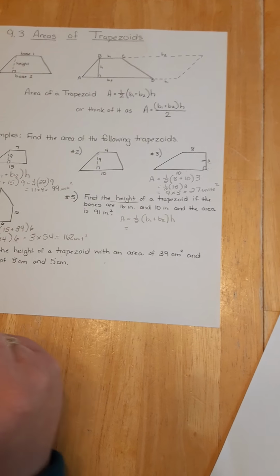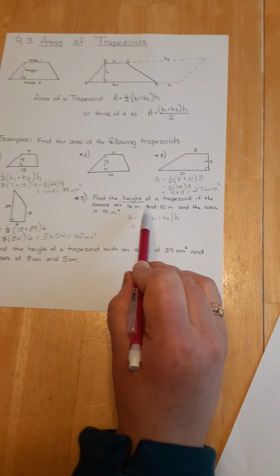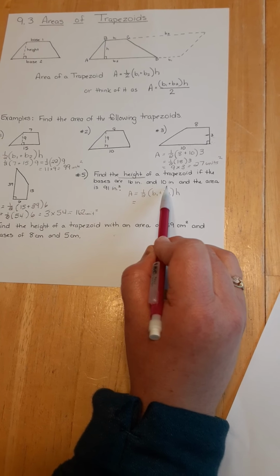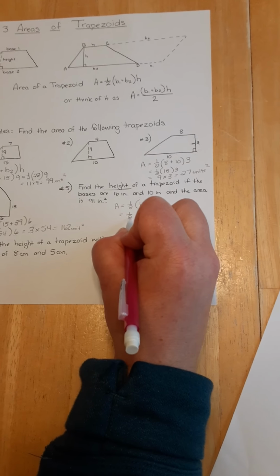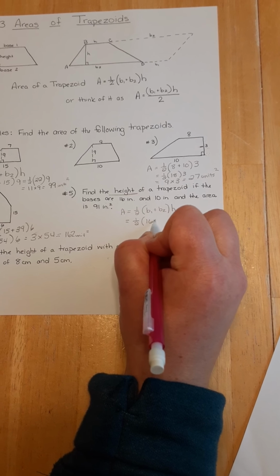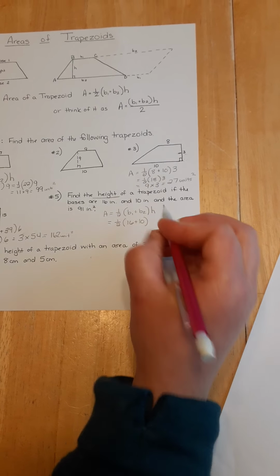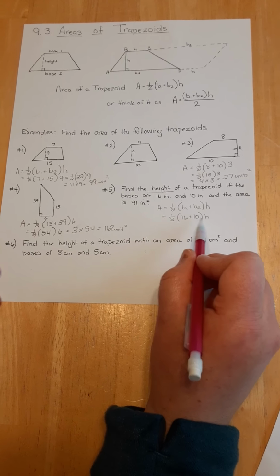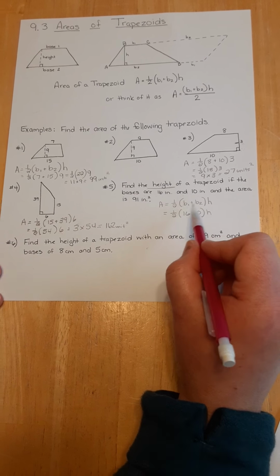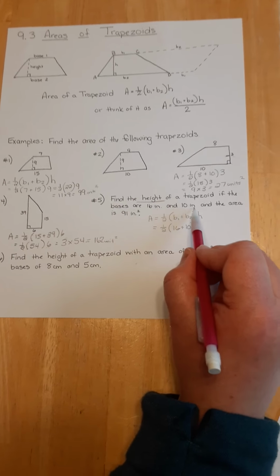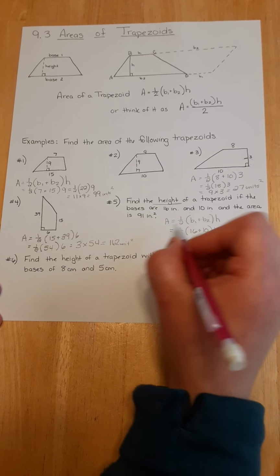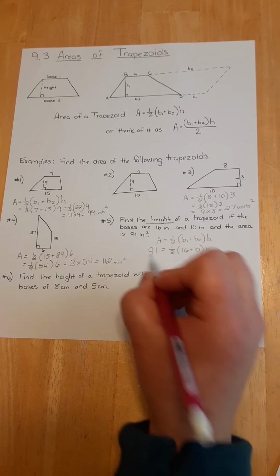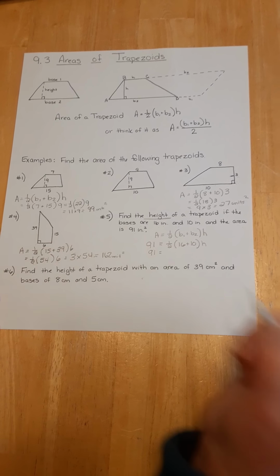So let's see, what did they give us? Reading the problem, it says find the height of a trapezoid if the bases are 16 and 10. So there we go. They've given us our bases. So I've got 16 plus 10. Now I am trying to find the height. Hopefully they've given us our area because I can't have two missing variables. Let's keep reading. And it says our bases are 16 and 10, and the area is 91 inches squared. So there's our area. Now we're going to do our math. So 91 just sits over here for a minute.